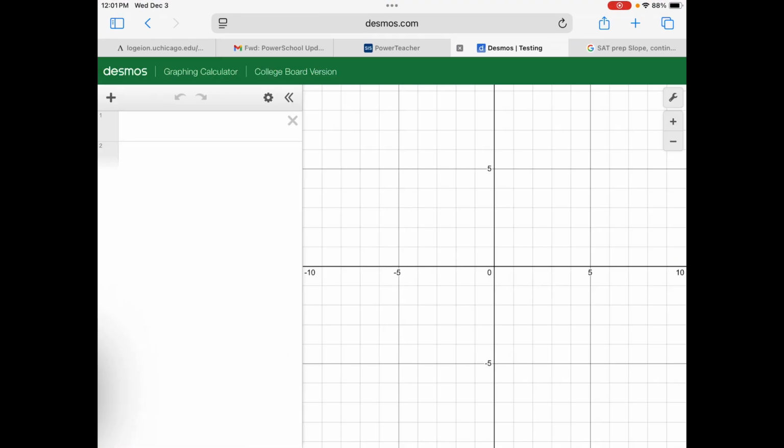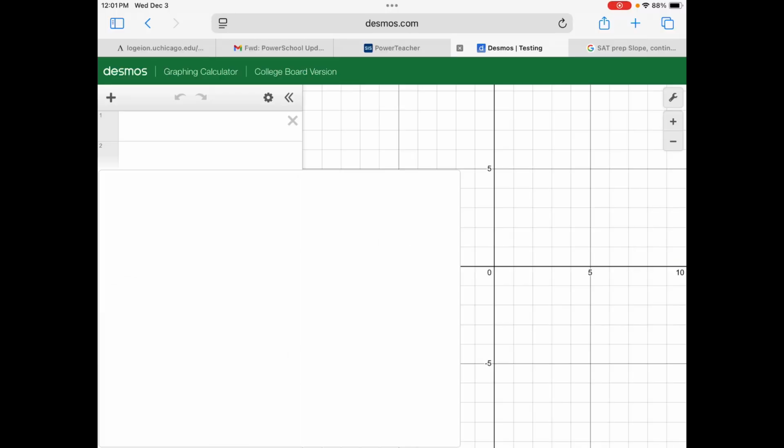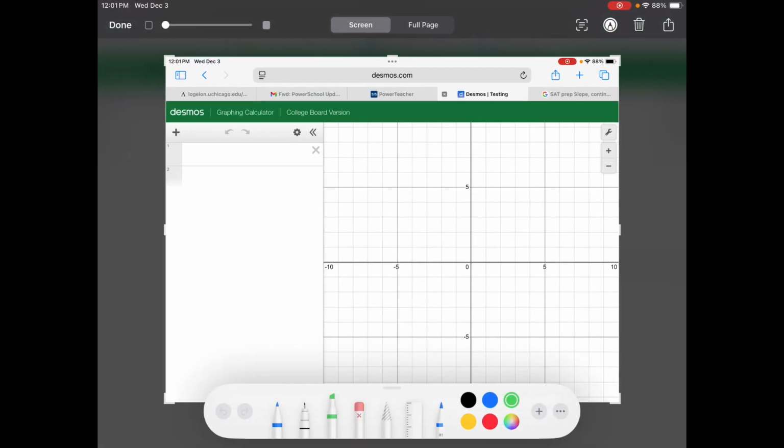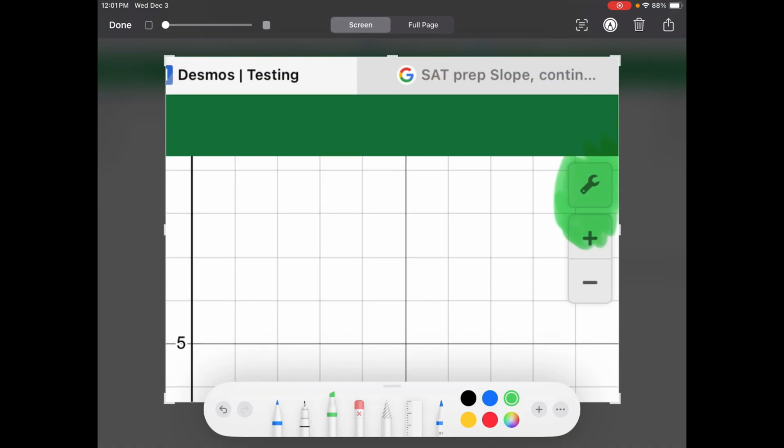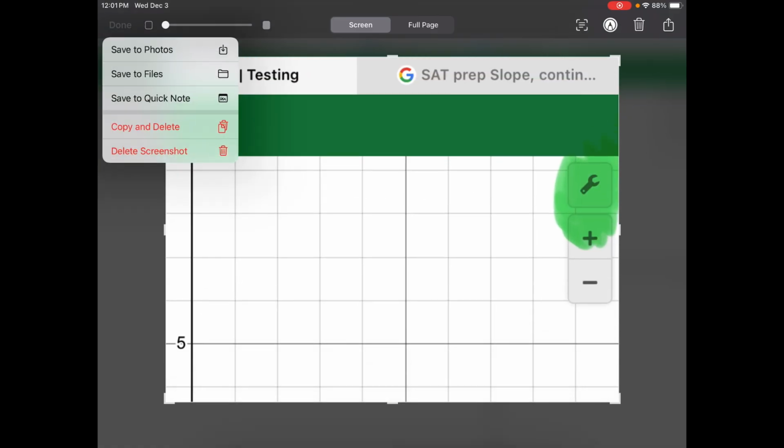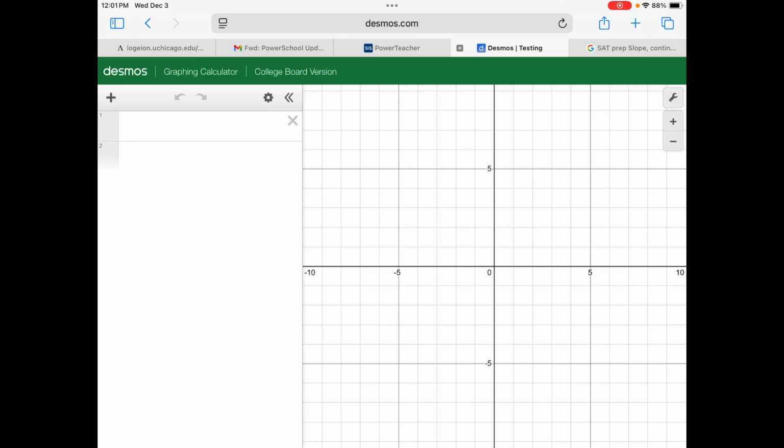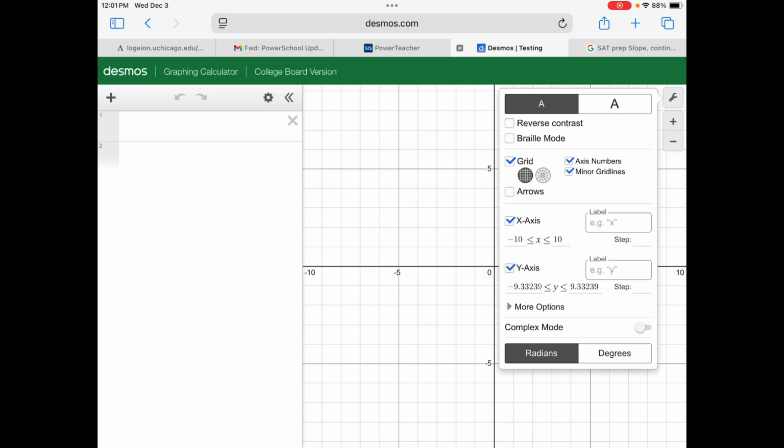So go ahead and go back into the calculator. Click on the little tools icon. Let me show you where it is. It's up here in the upper right-hand corner of the screen, and it looks like a wrench. You're going to click on that, and then it is going to open up a screen which will show you different things you can do with the settings of the graphing calculator.